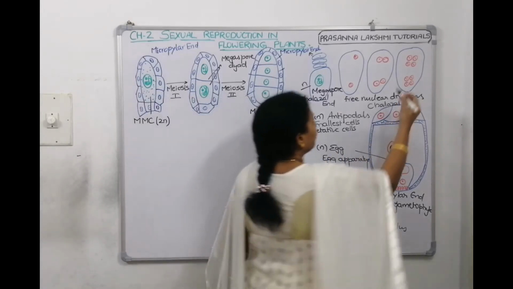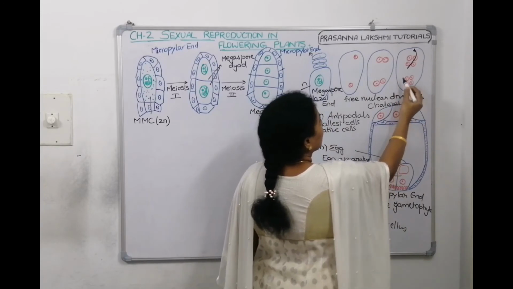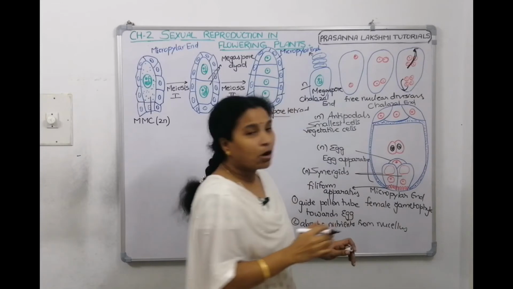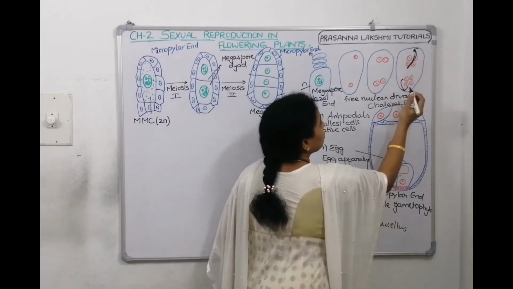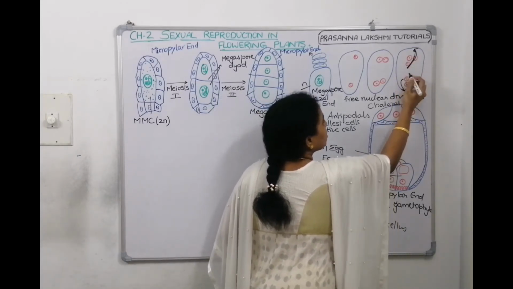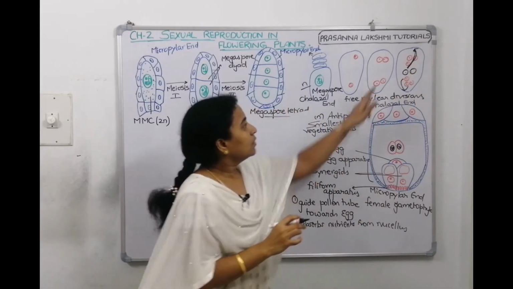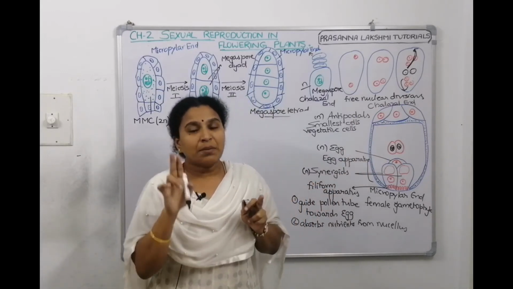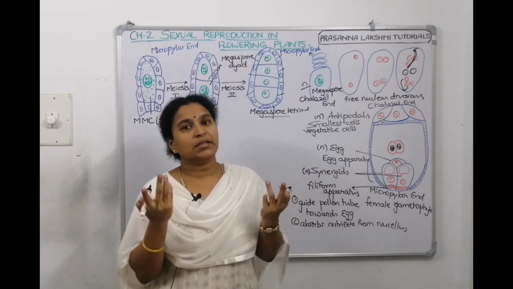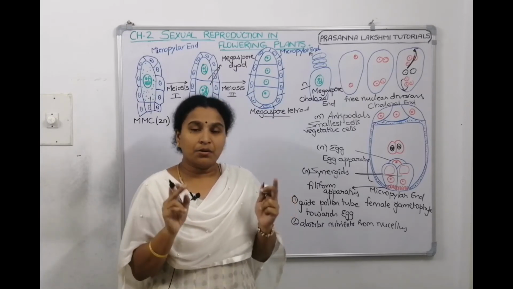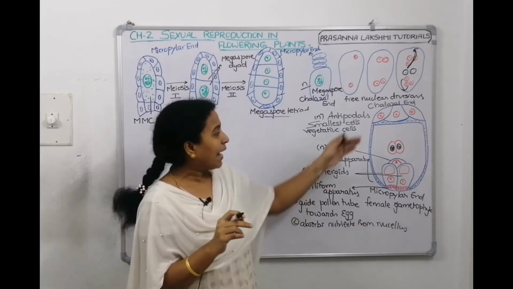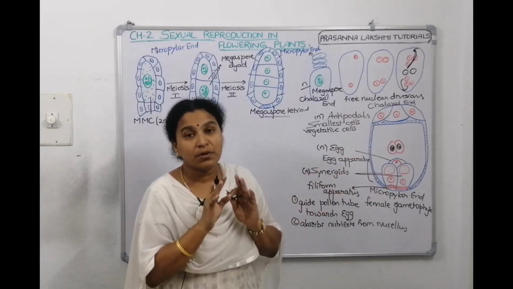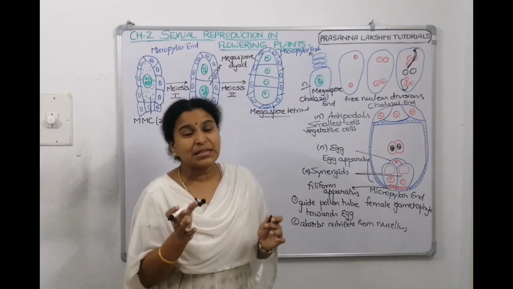So these 3 went and made the egg apparatus. These 3 went and made antipodals. Now, how many are left? This nucleus and this nucleus are left. These will now move to the center. 2 nuclei are left out, which means these 2 nuclei are not surrounded by cell walls. NCERT says that 6 nuclei are surrounded by walls: 3 make antipodal cells, 3 make the egg apparatus. Whereas the remaining 2 nuclei are not surrounded by walls and they suspend themselves in the large central cell.